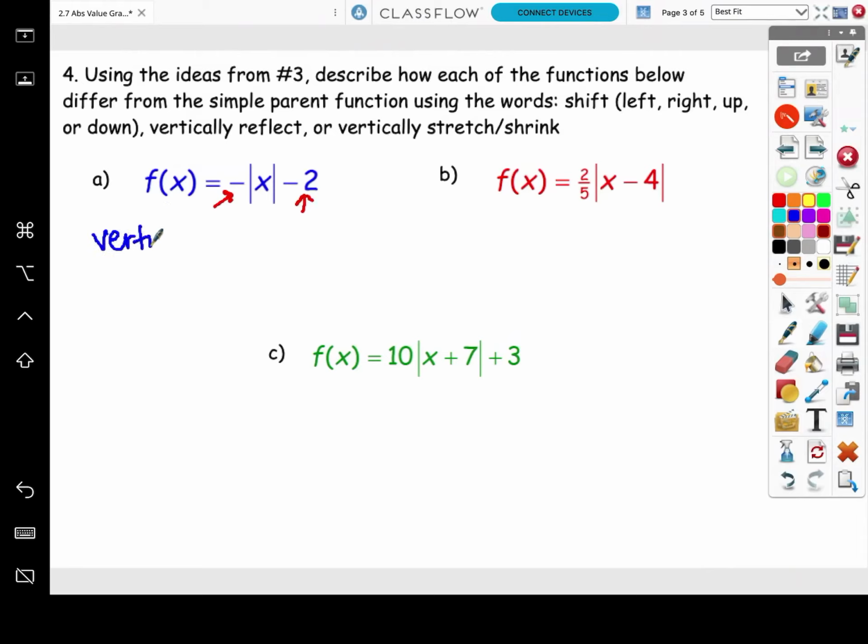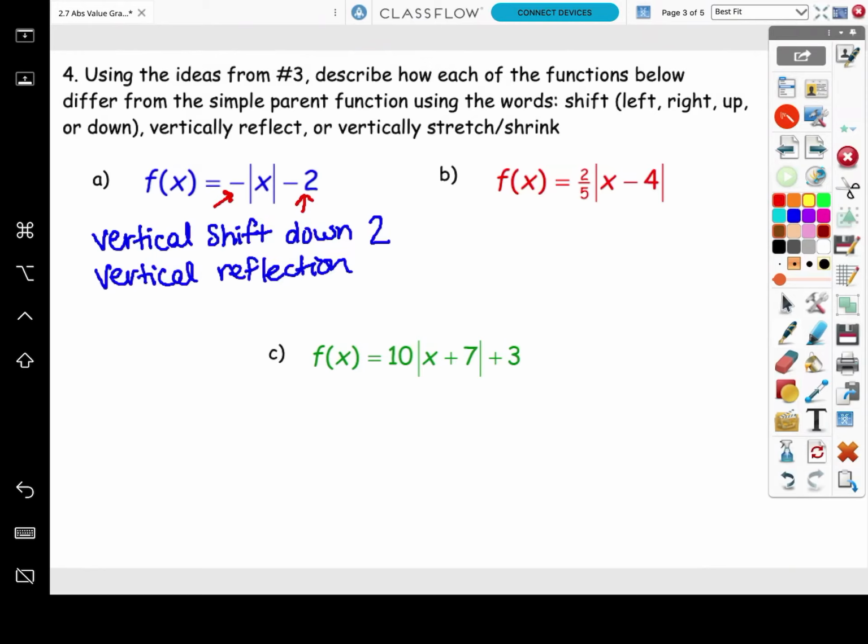So minus 2 outside, we would say is a vertical shift, and then you have to say up or down. In this case, it's down 2. All right, and then we have that reflection outside. And do you remember what a negative a value did? Yeah, it's a vertical reflection. And vertical reflection, no other information needed there, just a vertical reflection because it flips upside down.